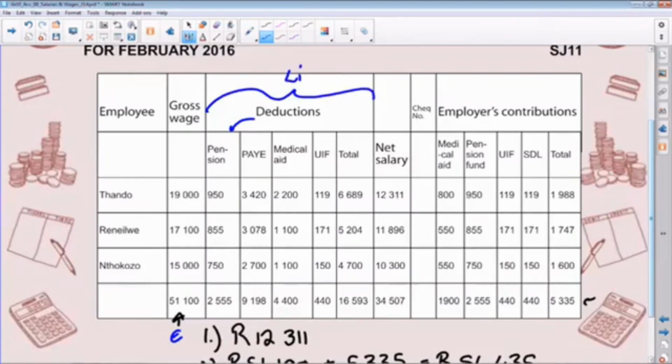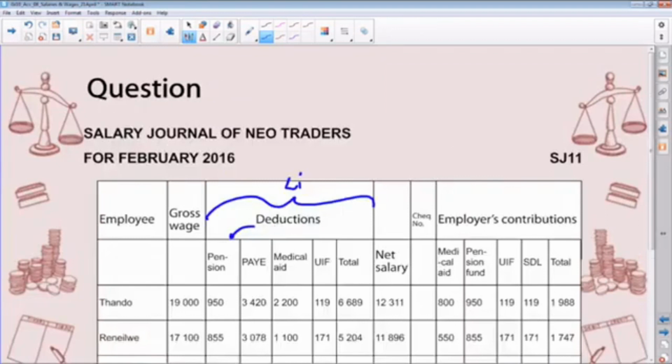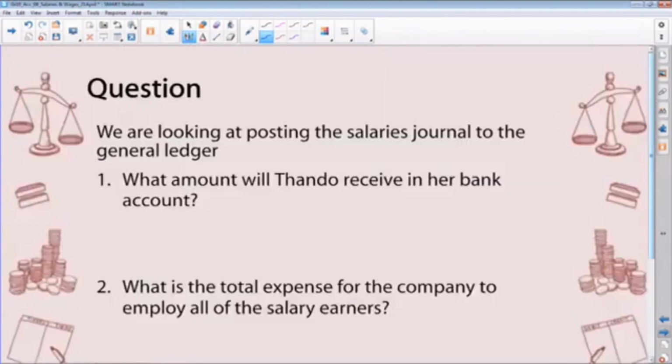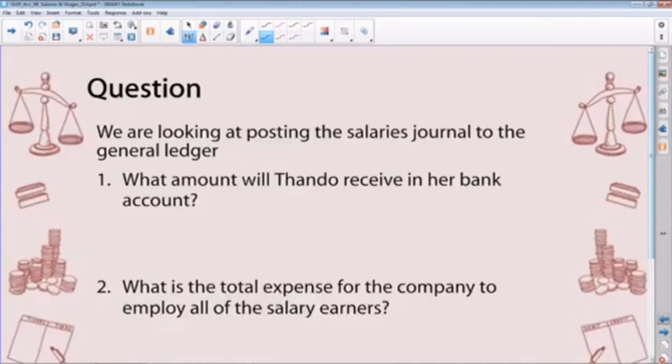Now let's go and look at your pension fund, your 2,555. How will I write it in? You will see I'm opening up a ledger called Aldi's Pension Fund. That's my pension fund name. It will be a liability. And your liability now will increase with 2,555. Let's go and double check the amount just to be 100% correct. 2,555, that is your amount that you will enter in your Aldi's pension fund. So let's fill it in, 2,555. Now, the next one, your pension fund is done.